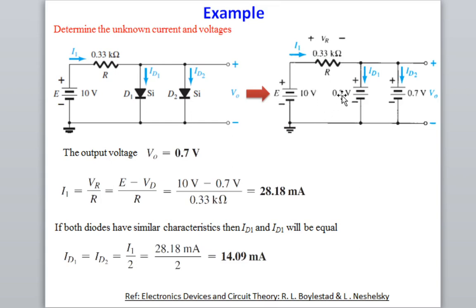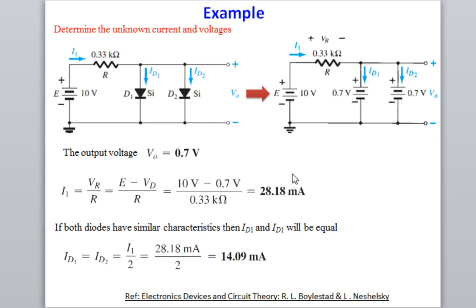So this is 10 volt, this is 0.7 volt, and this is VR, so 10 minus 0.7 will be equal to the voltage drop across VR. So the voltage drop across VR will be equal to how much? That is 9.3 volt. So I have written here 9.3. We know the I1 current is flowing, so I1 is equal to VR upon R, with R being 0.33 kilo-ohm. That is 10 minus 0.7, that is 9.3 divided by 0.33, that is 28.18 milliampere. This is the I1.